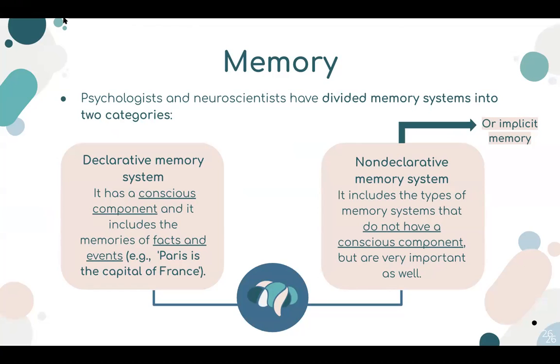But now we're going to talk about memory. Psychologists and neuroscientists divide it into two categories. The first is declarative memory, which has a conscious component. This is basically facts and events that you can speak out. Whenever you write an exam, you're testing your declarative memory.